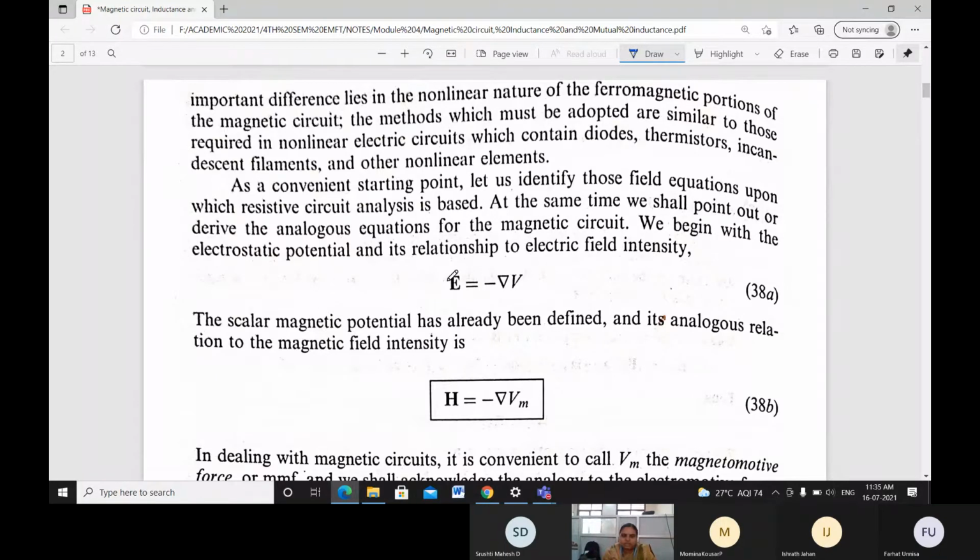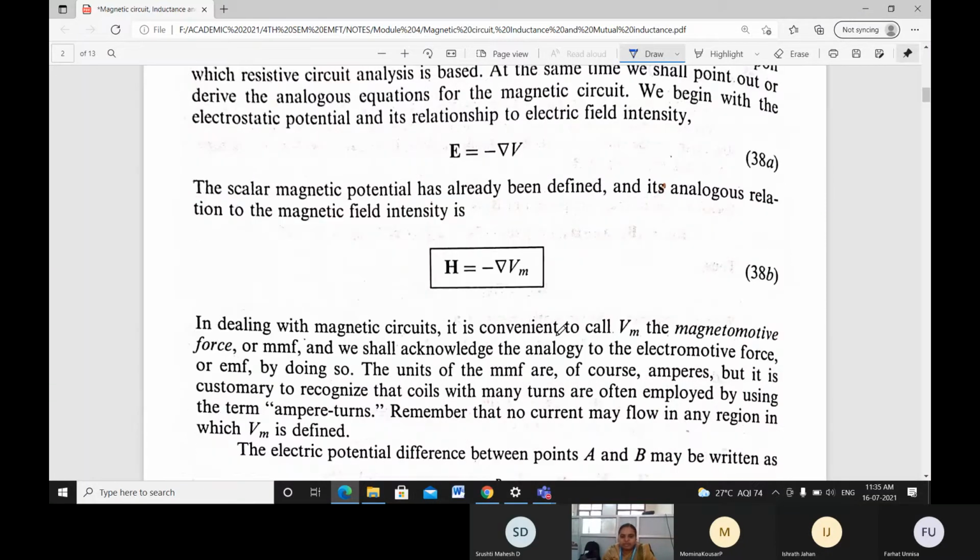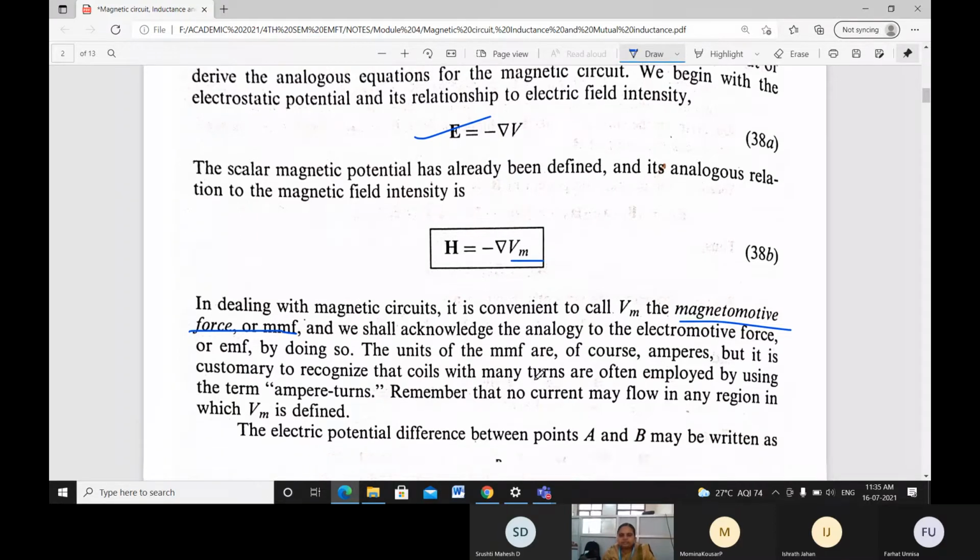The equation is E equals minus del V. For the scalar magnetic potential, which we already took, the analogous relation is, instead of E, H, that is H equals minus del Vm, where Vm indicates the magnetomotive force, that is MMF. In the previous case, in terms of the electric field, we call it EMF. In terms of the magnetic field, we call it magnetomotive force, or MMF.